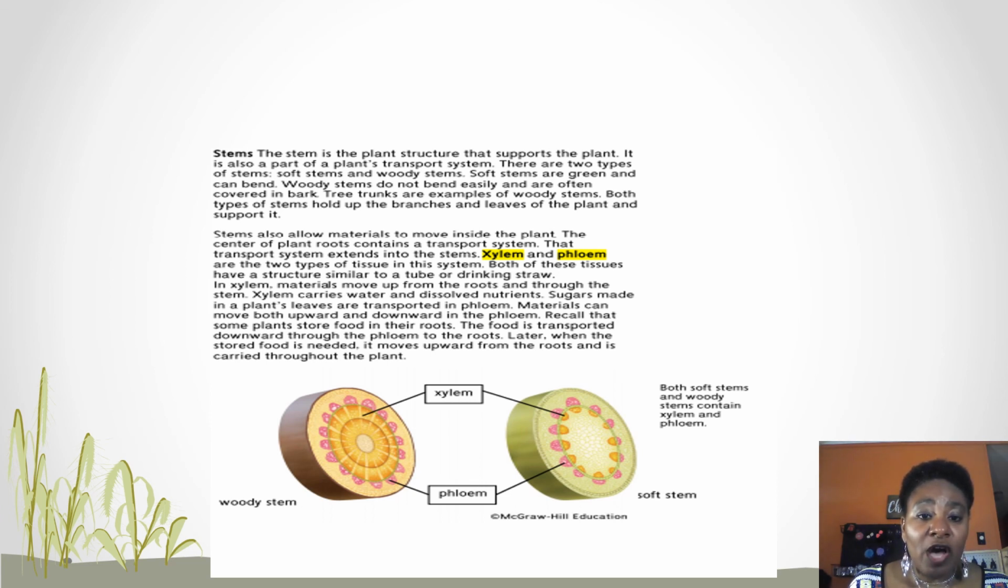Materials can move both upward and downward in the phloem. Recall that some plants store food in their roots. The food is transported downward through the phloem to the roots. Later, when the stored food is needed, it moves upward from the roots and is carried throughout the plant.